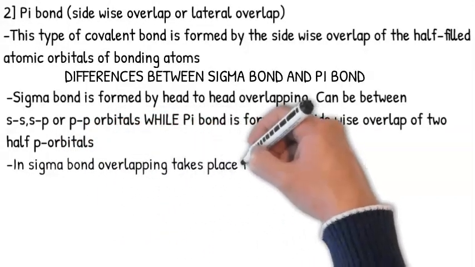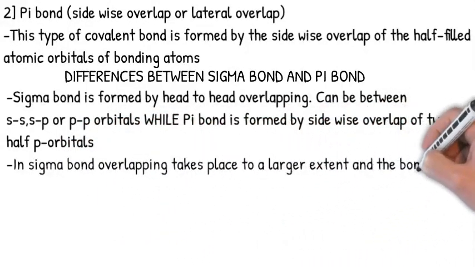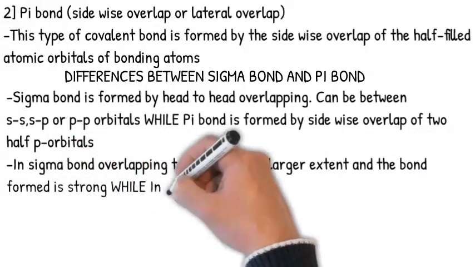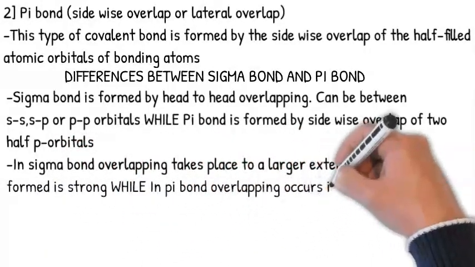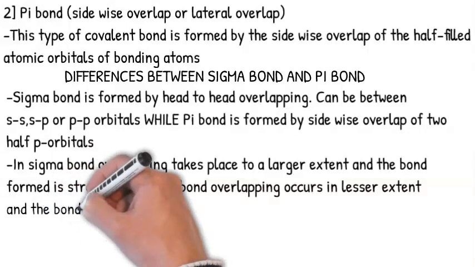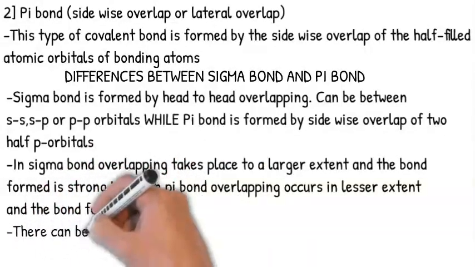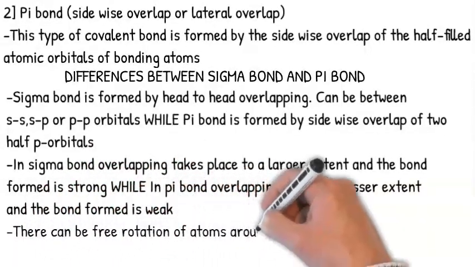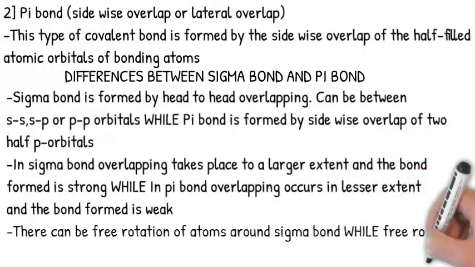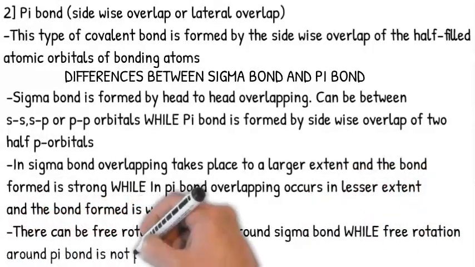In a sigma bond, overlapping takes place to a large extent and the bond formed is strong, while in a pi bond, the overlapping occurs to a lesser extent and the bond formed is weak. There can be free rotation of atoms around a sigma bond, while free rotation of atoms around a pi bond is not possible.